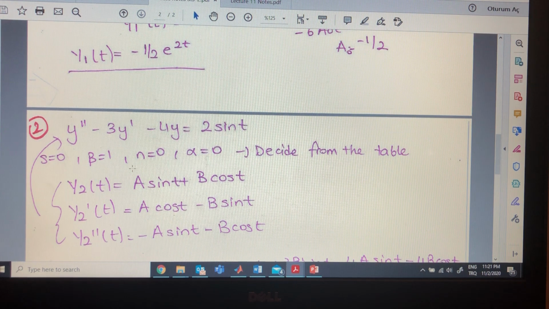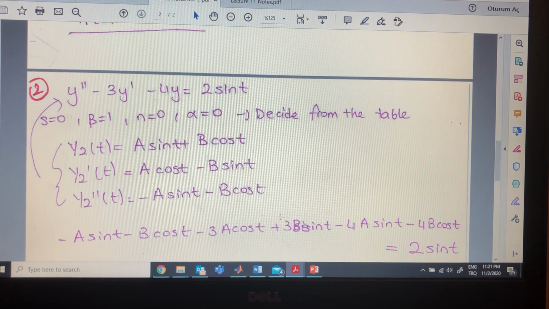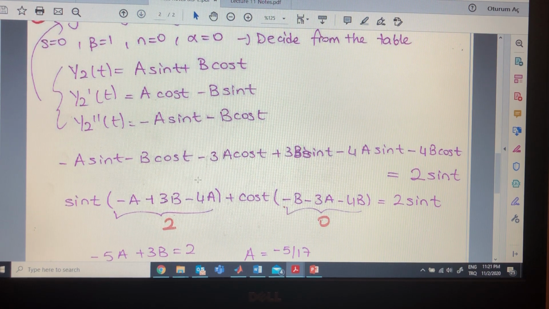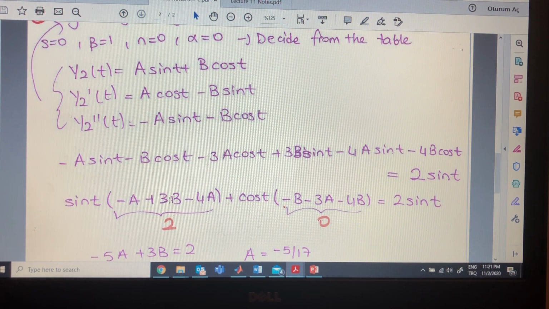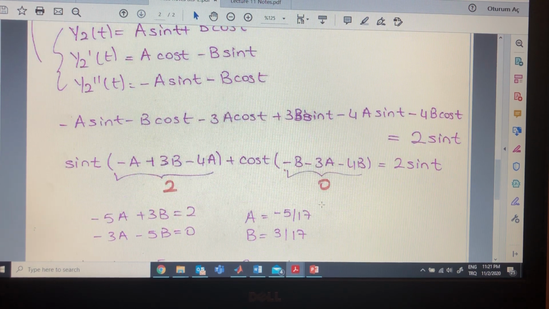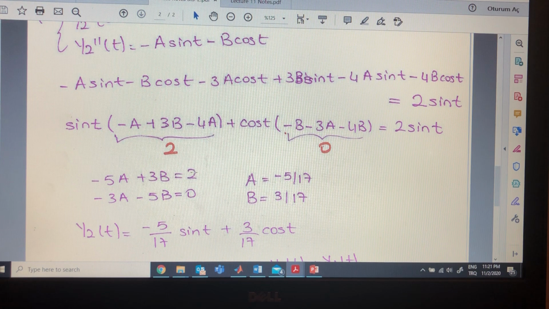And now I can write my trial form, since there is only a constant: A sine of t plus B cosine of t. Take the derivatives, plug inside the equation, make it equal to 2 sine t. Find A and B. Since there is only a sine, this coefficient should be 2 and this coefficient should be 0. That's why I need to make this one equal to 2, this one equal to 0. And from two equations, two unknowns, you can easily solve them and find A and B.